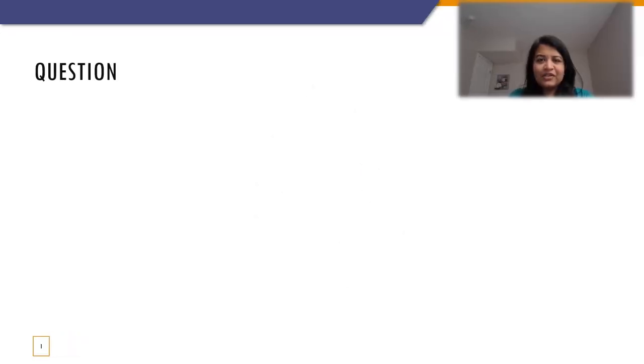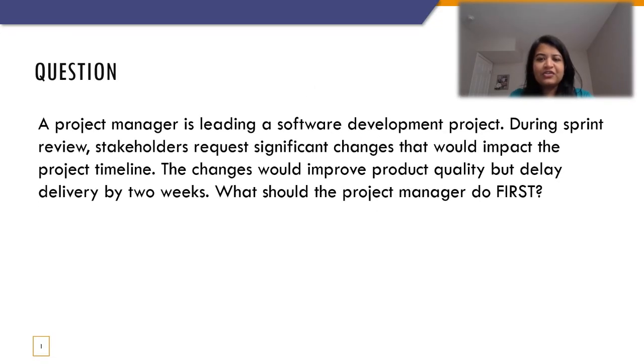Alright, so the question is, a project manager is leading a software development project. During sprint review, stakeholders request significant changes that would impact the project timeline. The changes would improve product quality but delay the delivery by 2 weeks. So, what should the project manager do first?